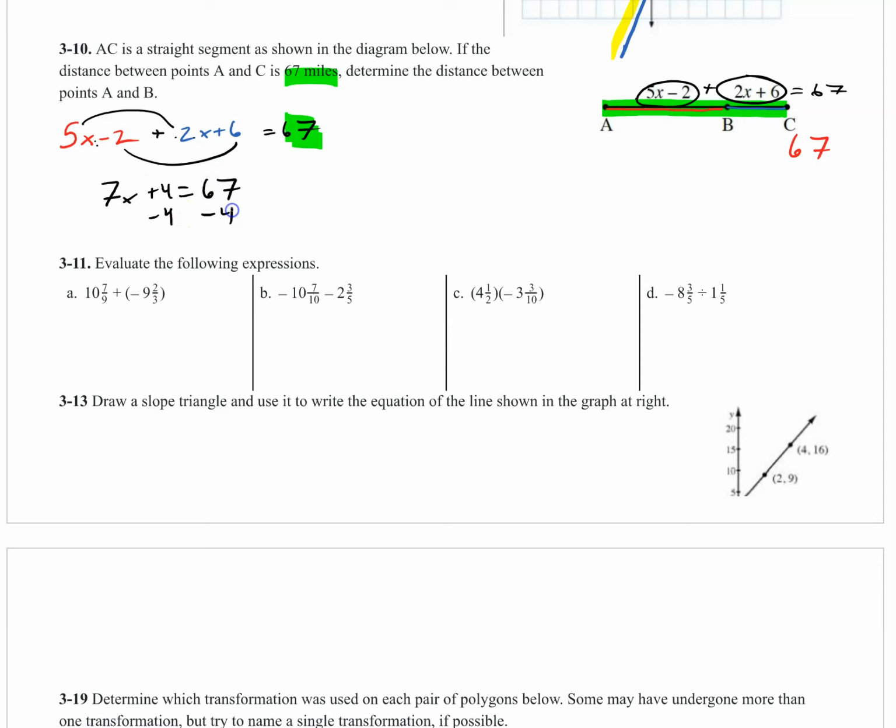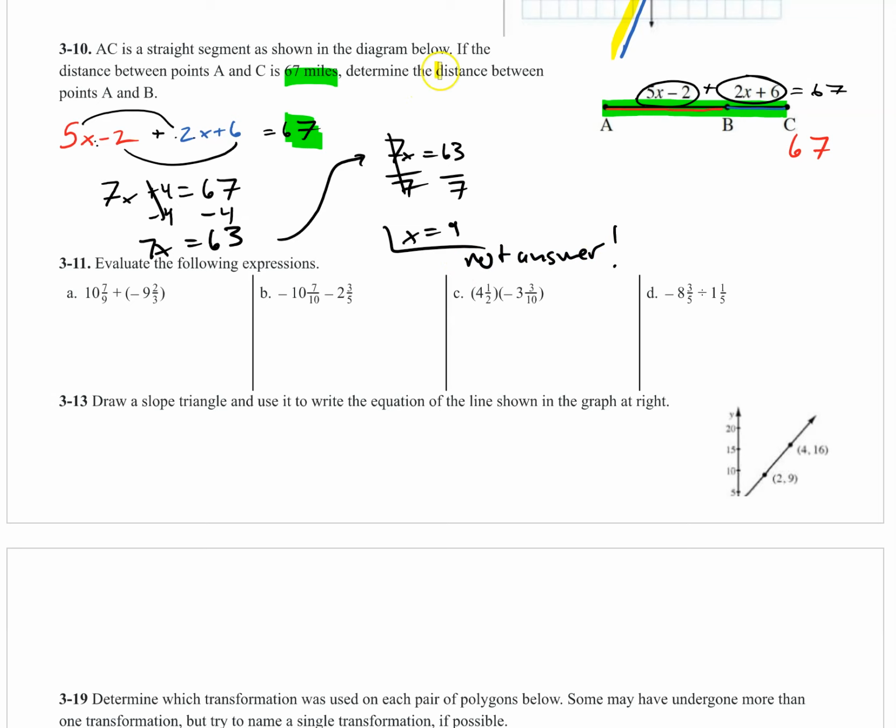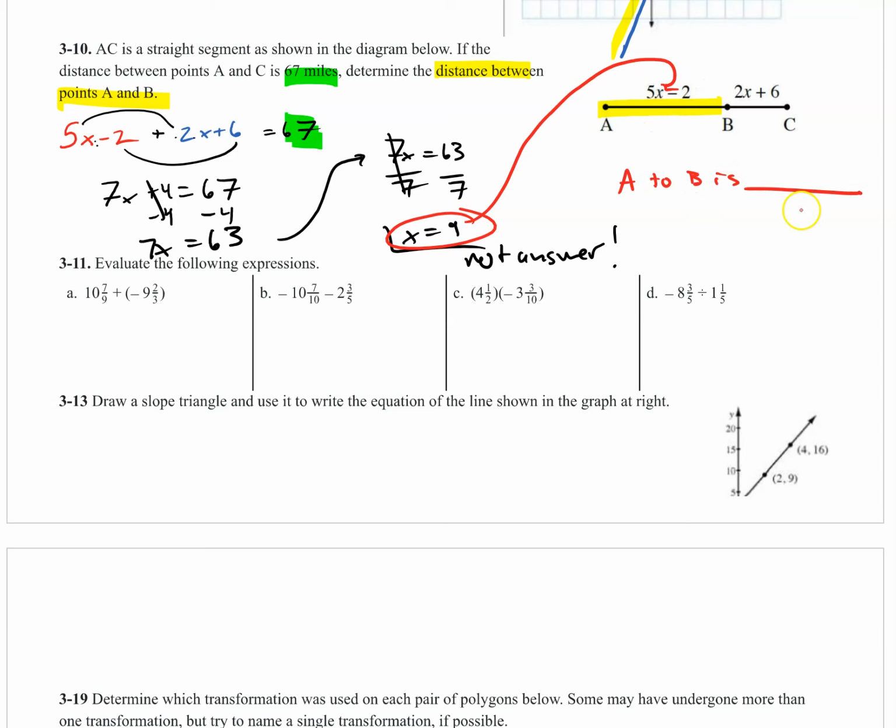Okay, and we're going to take away 4 from each side. So 7x equals 63. And then if you divide both sides by 7, x equals 9. Okay, but that's not actually the answer. Not the answer. Let's read the question carefully. Determine the distance between A and B. So how far is it from A to B? Well, it's 5x minus 2 feet. But we know what x is now. So that's great. All we need to do is plug in x. And the distance from A to B is, plug in x equals 9, and you guys can figure that one out.